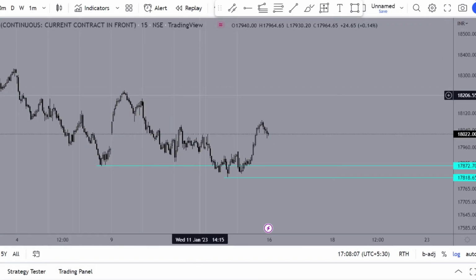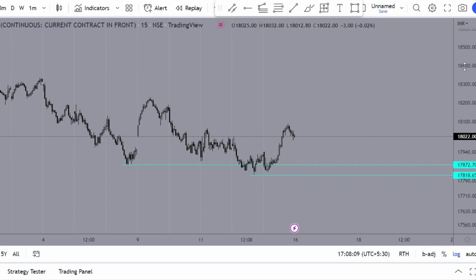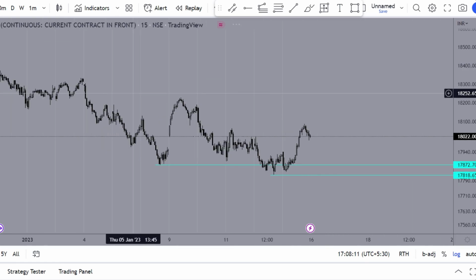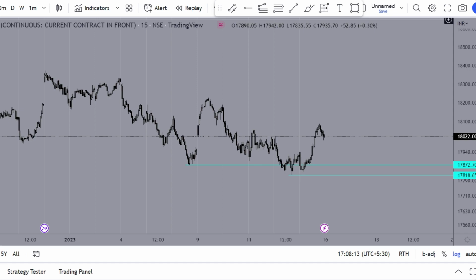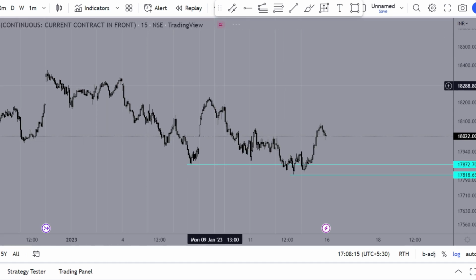Hello friends, let's quickly look at the analysis of Nifty and we'll be discussing some stocks as well. So first we'll be discussing Nifty futures. This is the 15-minute chart for futures.